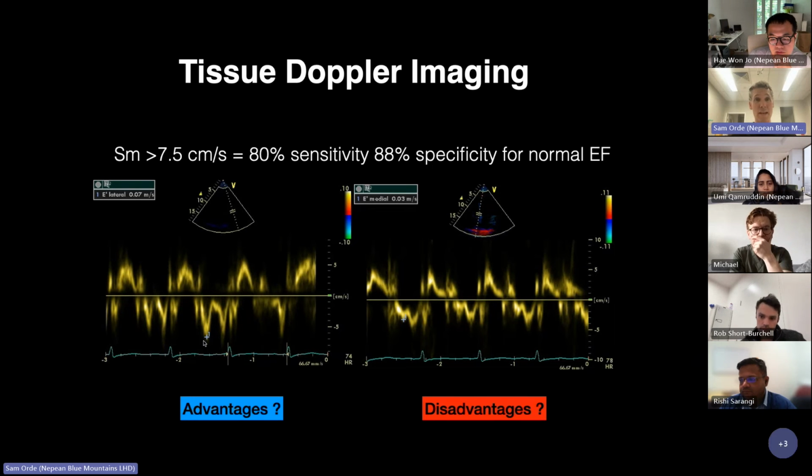And we all know it from the E prime, but you've also got the S prime on top. And the S prime greater than 7.5 has okay specificity and sensitivity for a normal ejection fraction. I generally find this is also semi not useful, but it's there if you can't image anything else. It's meant to be less load dependent than other ones maybe as well. I think I probably use it more for the E prime than the S prime.